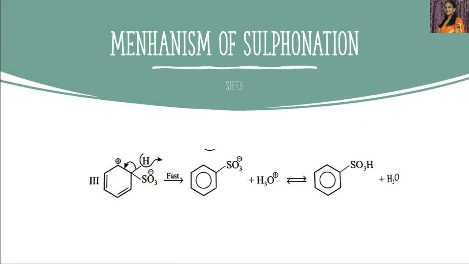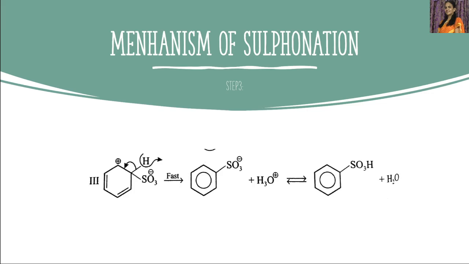Now in the next step, what happens? The sigma complex loses this proton which is bonded to the carbon to which this electrophile is bonded. This proton is lost. Therefore, this bond pair of electrons goes inside and the aromaticity is regained by this ring. You can see here the aromatic ring. Thus we will get this compound where the oxygen atom of this SO3 group is bearing a negative charge.